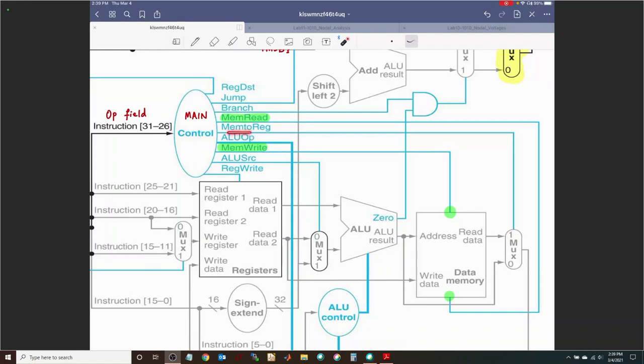There is memory to register. So for example, after you read some data from the memory, suppose you're trying to write this into a register, right? So that would happen if you were loading a word from memory to a register. So in that case, you would pick up this path.